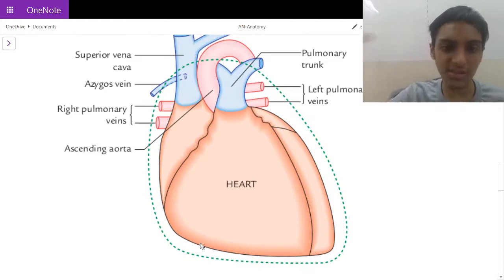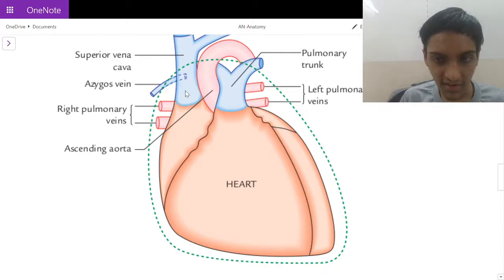This is the middle mediastinum. Please straight away draw the structure of the heart for the middle mediastinum. Here we have the pulmonary veins, pulmonary trunk, aortic arch, superior vena cava, azygos vein. This is the heart covered by the pericardium.